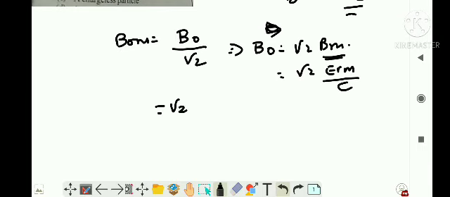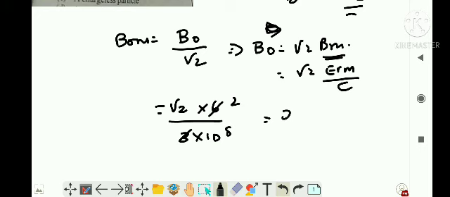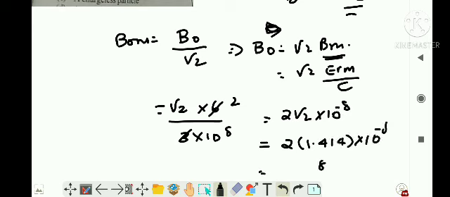It is root 2 times 6 divided by 3 into 10 to the power 8. I can cancel here: 2 root 2 into 10 to the power minus 8. 2 into 1.414 into 10 to the power minus 8, which is 2.828, or about 2.83, into 10 to the power minus 8 Tesla. That's your answer. Clear? Now let's do the next question, guys. Let's take this one.